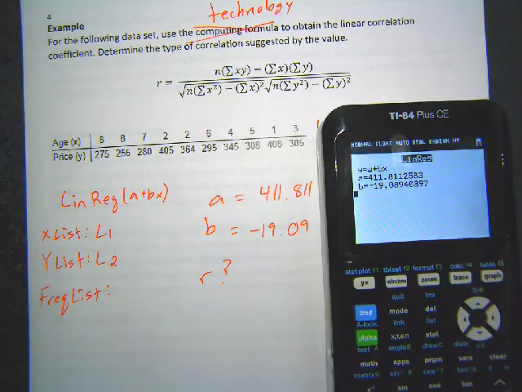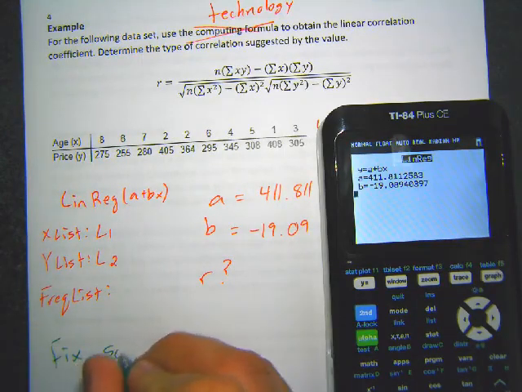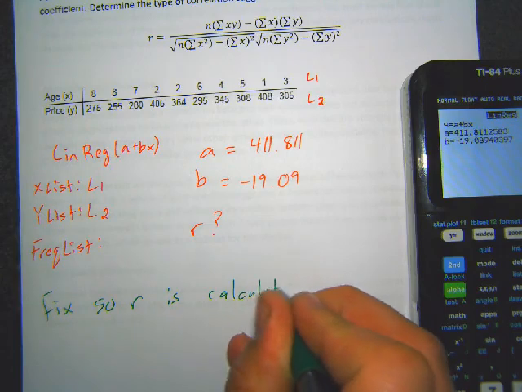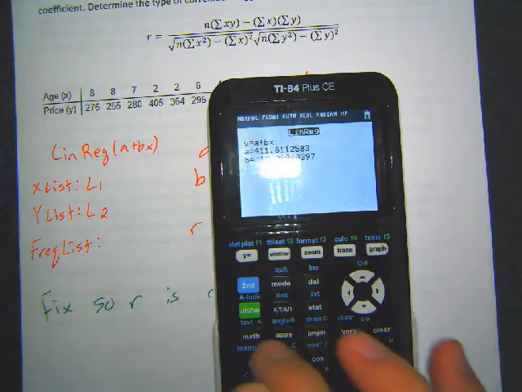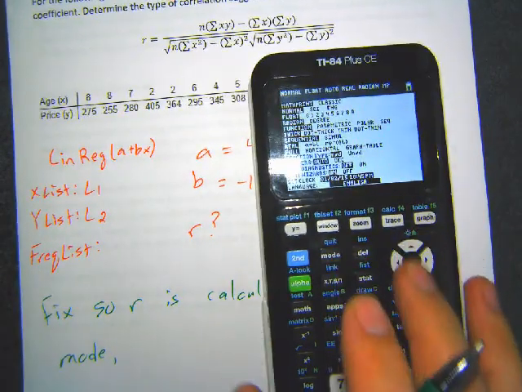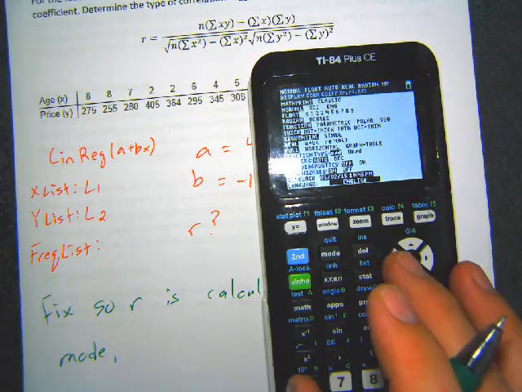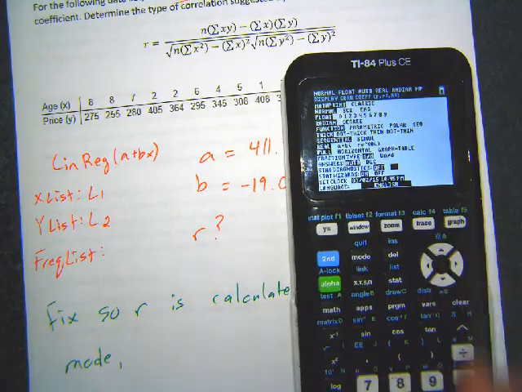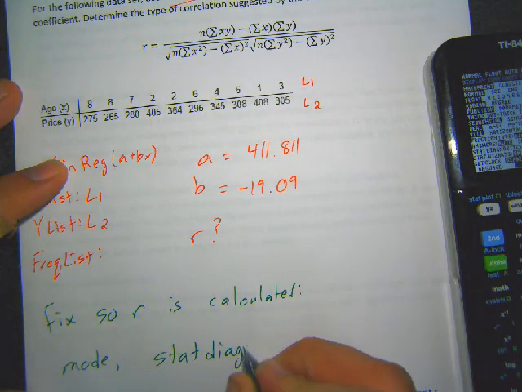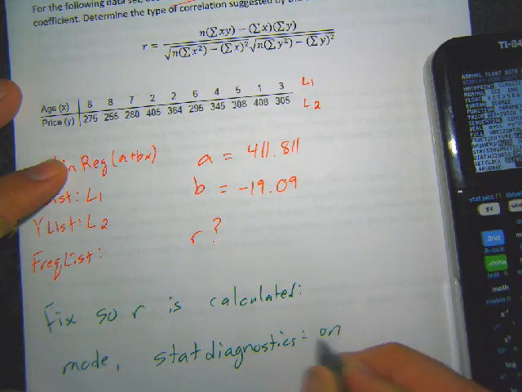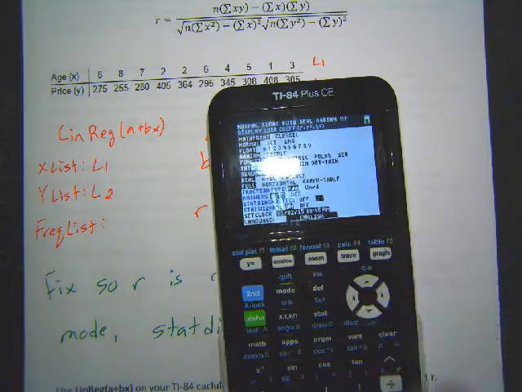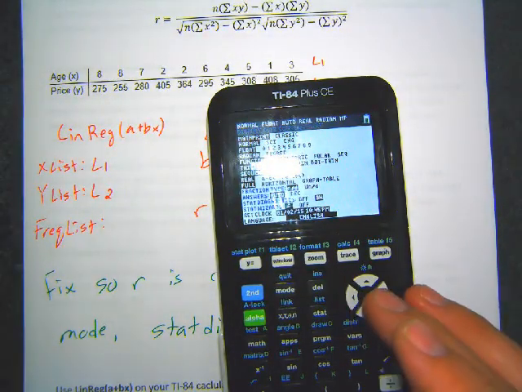So to fix this, so r is calculated. We're going to have mode. So I'm going to hit the mode button right there. And then you're going to go all the way down to where it says stat diagnostics. You make sure that is on. Stat diagnostics, on. So if you reset your calculator, this always gets shut off. So if you do, you have to go back in here and turn it back on like I had to do on mine, because mine had been reset and I lost it.